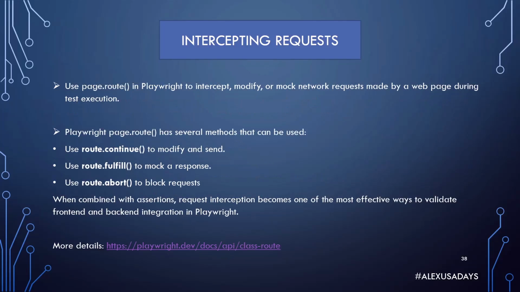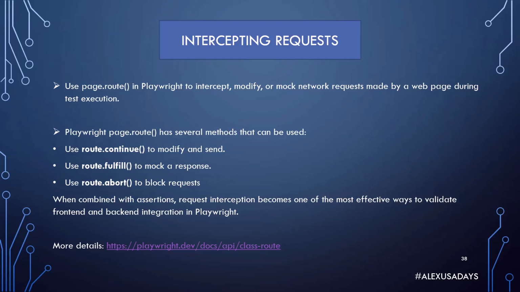Use page.route in Playwright to intercept, modify, or mock network requests made by a web page during test execution. Playwright page route has several methods that can be used. Use route.continue to modify and send. Use route.fulfill to mock a response. Use route.abort to block requests.